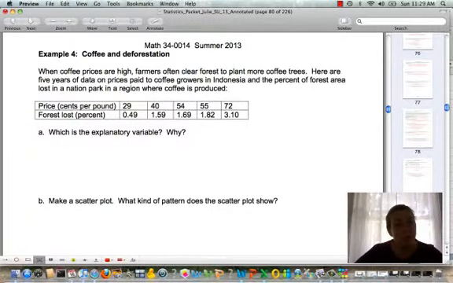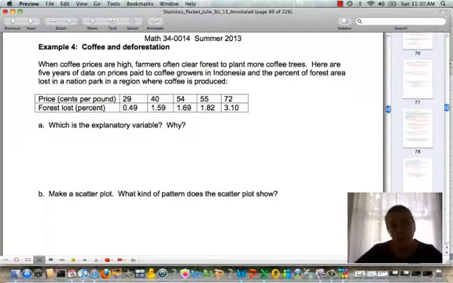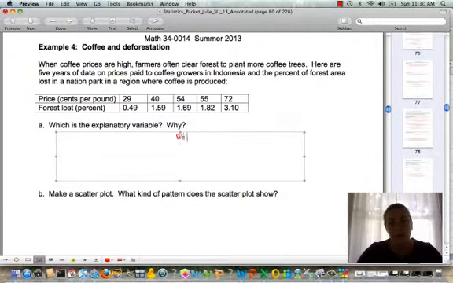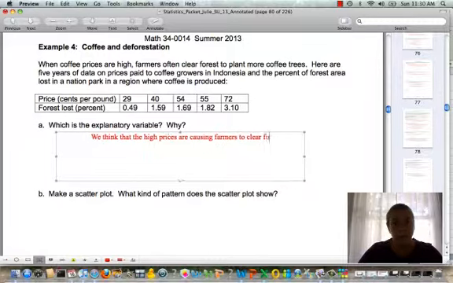So we want to think about which is the explanatory variable. Well, in this case, we think that the high prices are causing farmers to clear forest, so that leads us to believe that price is the explanatory variable because it is causing the change.